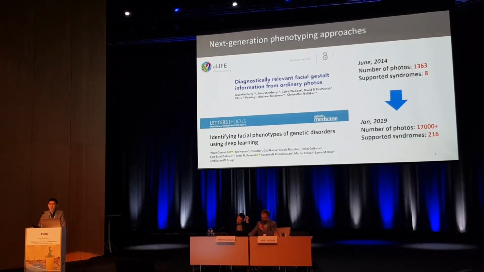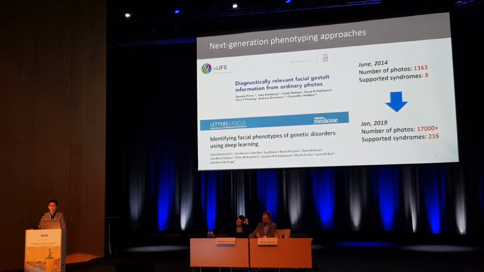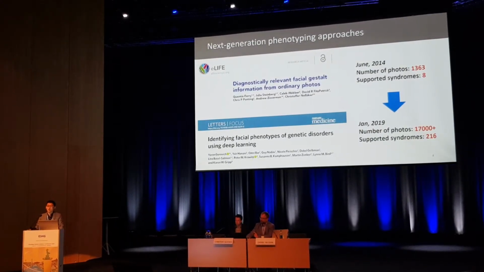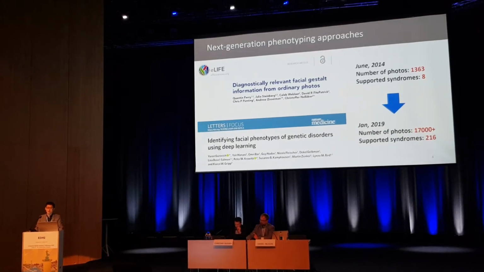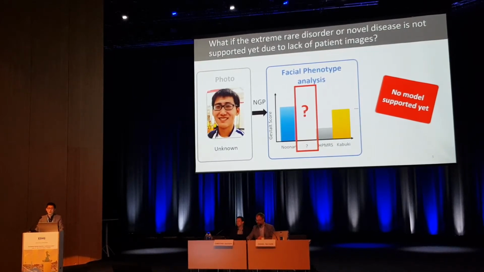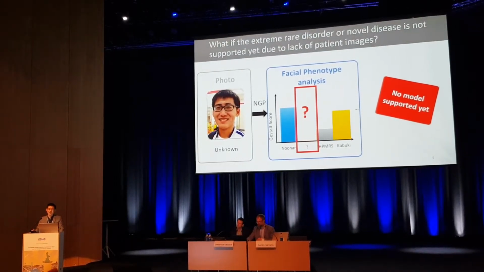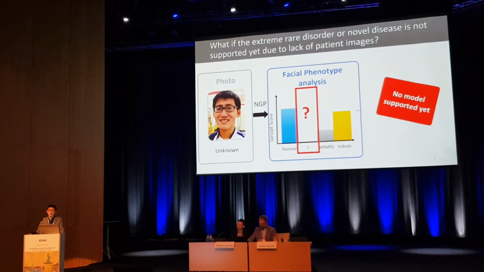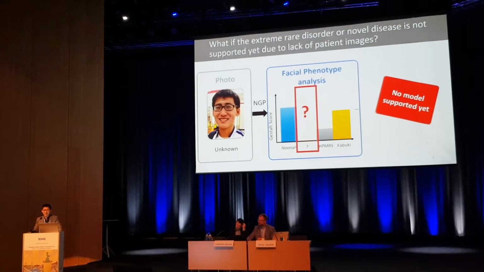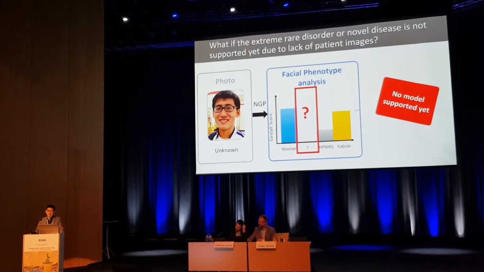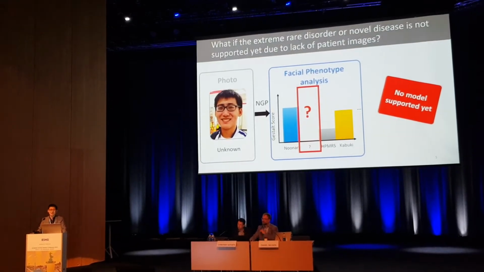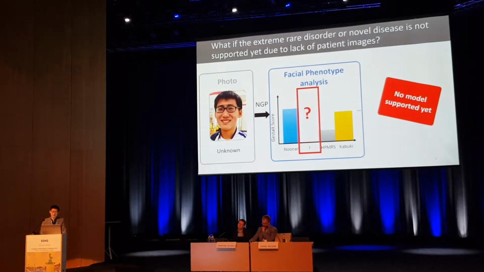They trained a model on more than 17,000 patients' photos and 216 syndromes. They achieved very high accuracy and even outperformed some human experts in certain classification tasks. Although DeepGestalt performed very well on syndrome prediction, we still wonder what if an extremely rare disorder or a novel disease is not supported yet due to lack of patient images. For example, the model cannot recognize the disease in these patients because this disease is too rare and we don't have enough photos to learn the facial representations. Then of course we cannot diagnose this patient.